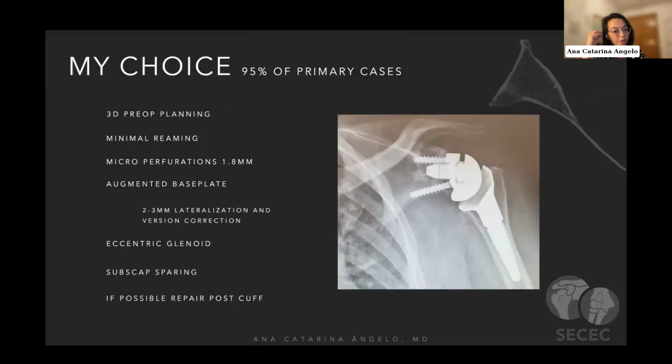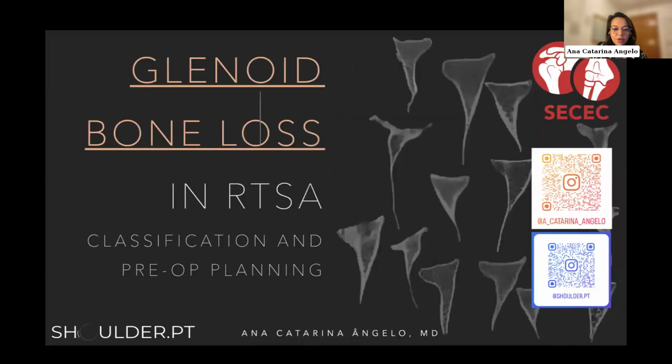So my choice in 95% of cases is this. I always do a 3D pre-op planning. Usually I don't ream or minimally ream. I do some micro perforations with a 1.8 millimeter drill. I usually use an augmented base plate. What I aim for is to lateralize up to 3 millimeters from the normal joint line. I choose an eccentric glenosphere. That's my implant of choice. I aim to spare the subscap. I don't like to leave it unrepaired. And if possible, I repair the posterior cuff.